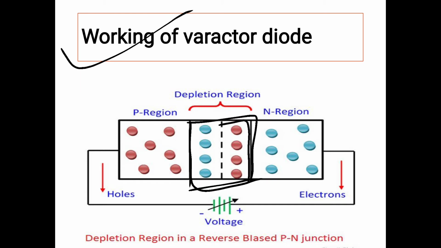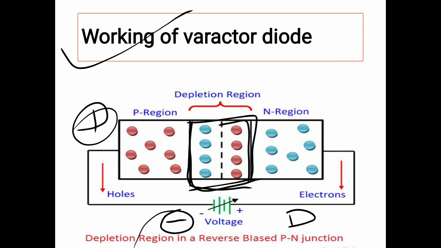Our main requirement of using the varactor diode is to store the charges, not to flow the charges. So we are using this varactor diode in the reverse bias condition because this depletion region is going to work as an obstacle for flowing the charges. You can see in this figure that it is connected in the reverse bias mode. Here this is our negative terminal of the battery which is connected to the p type material, and this is our positive terminal which is connected to the n type material. So this diode is in the reverse bias condition.